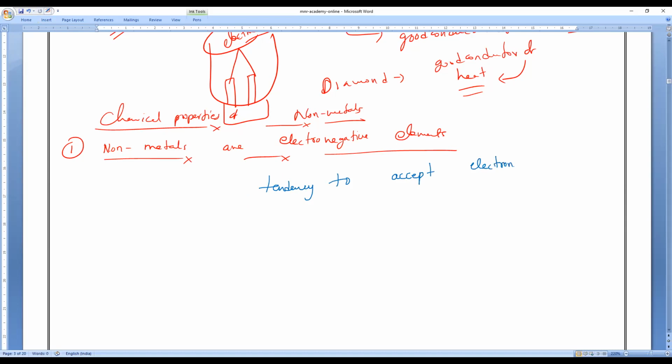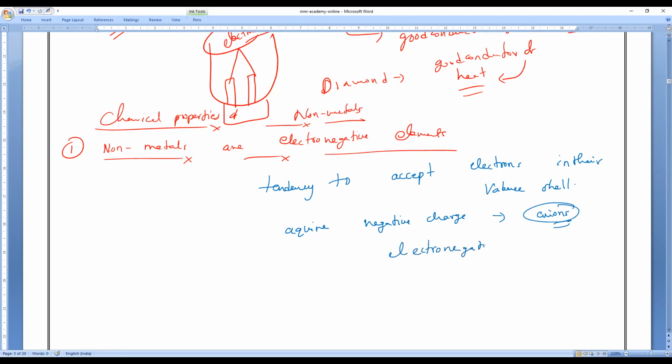Receive the electrons, in their valence shell. That is what we call non-metals. So they acquire a negative charge or positive charge after receiving the electrons? They acquire a negative charge and they are called anions or cations? Speak loudly, they are anions. That is why we say electronegative in nature. That is the first chemical property.